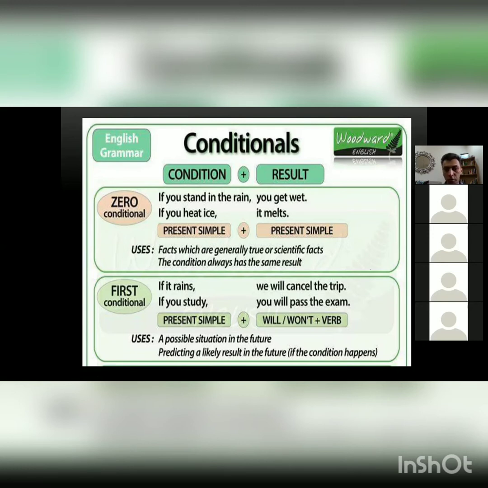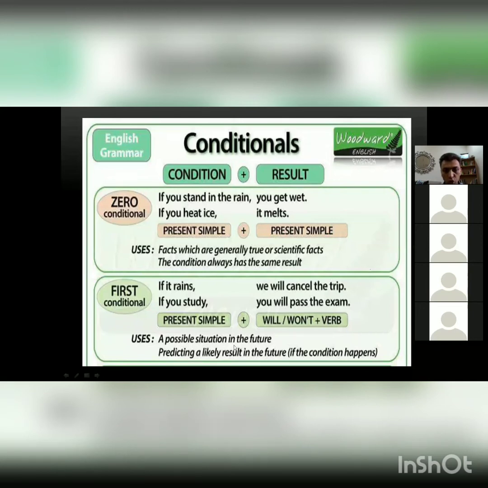It depends on the subject. Or if we have the verb to be, is or are, we simply add not to the verb to be. We already mentioned present simple more than 10 times.